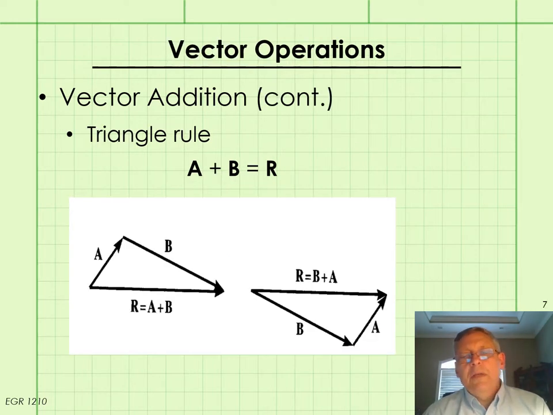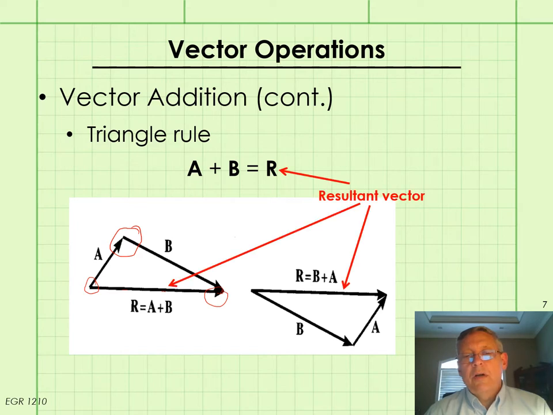The second method that we'll be looking at for vector addition is known as the triangle rule. With the triangle rule, you draw the vectors tail to tip instead of tail to tail like we did for the parallelogram law. And then your resultant vector is drawn from the point where you started to the point where the second vector ended up. And it doesn't matter which order you draw these in. Note that drawing A and then B yields the same resultant as B plus A.